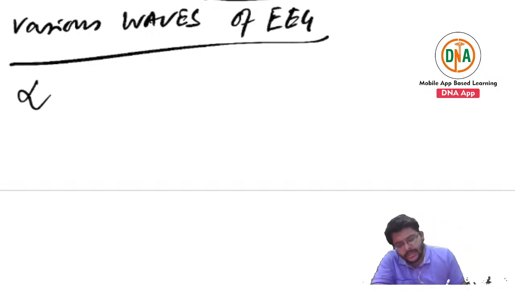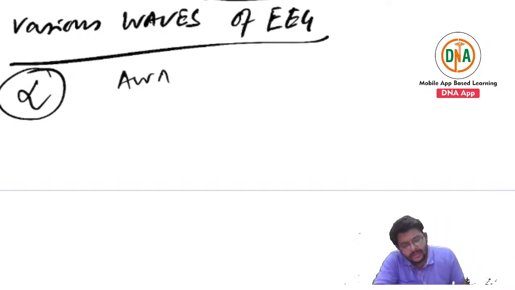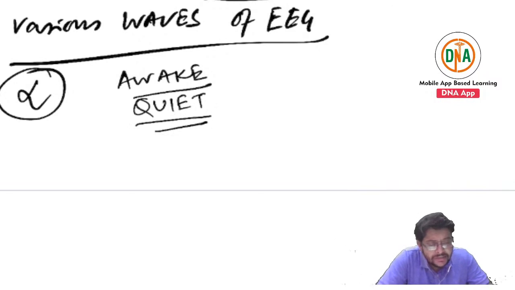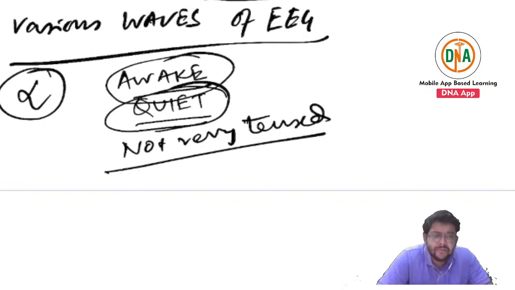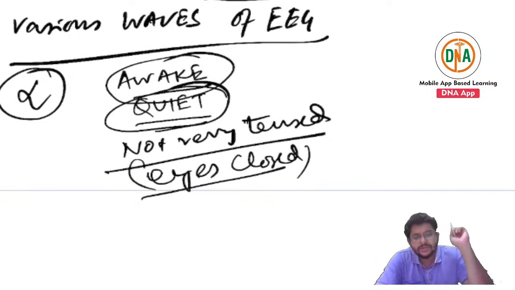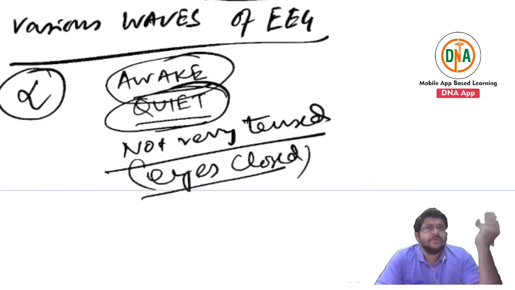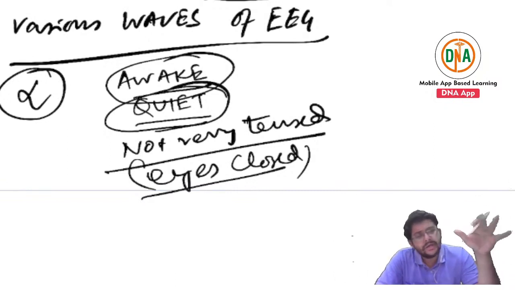So first of all, we will find the alpha waves. Alpha wave is the most prominent wave, and normally alpha wave happens when we are awake, quiet, and not very tensed. This is the time when we get alpha wave, and remember, we have our eyes closed. This is extremely important. It is like you are resting on an easy chair with your eyes closed, your mind wandering here and there, but there is no tension, no stress on your mind. Then we'll get this alpha wave.